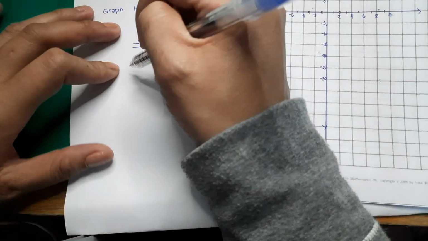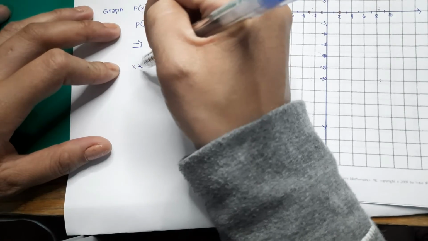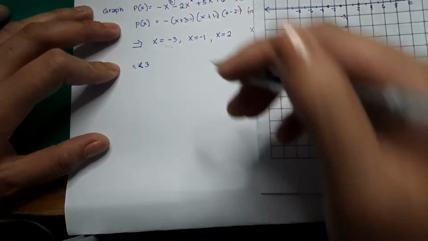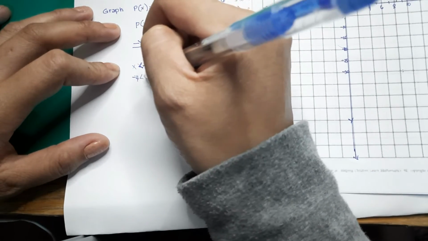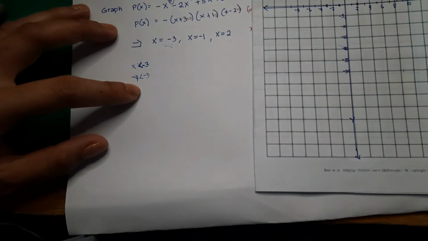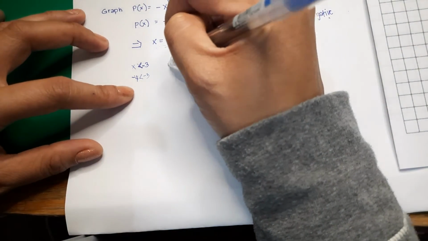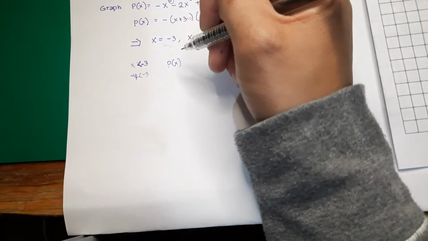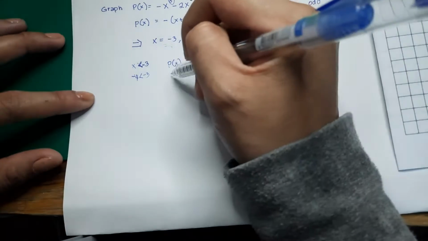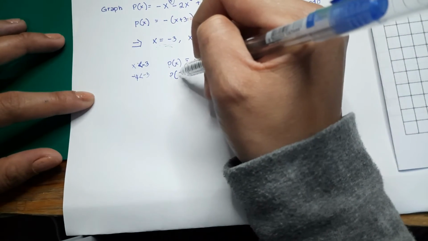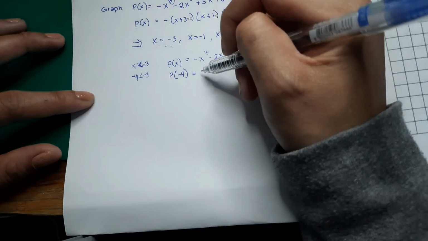So we will look at x less than negative 3. For example, negative 4 is less than negative 3, so we will use negative 4. This is how to solve: p of x. We equate our x into negative 4. Instead of x, we substitute negative 4.